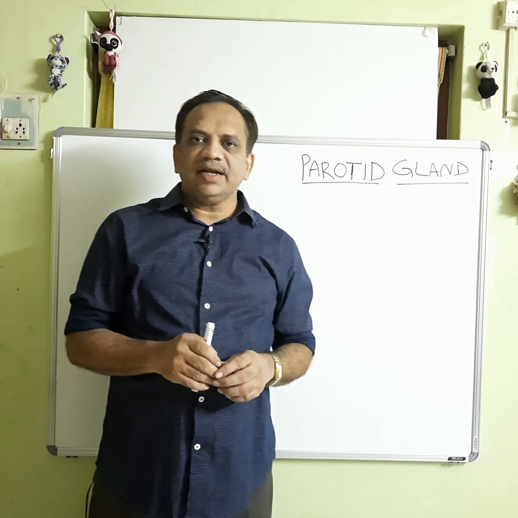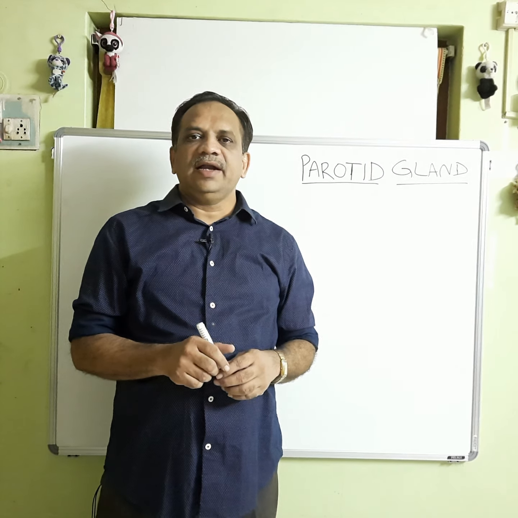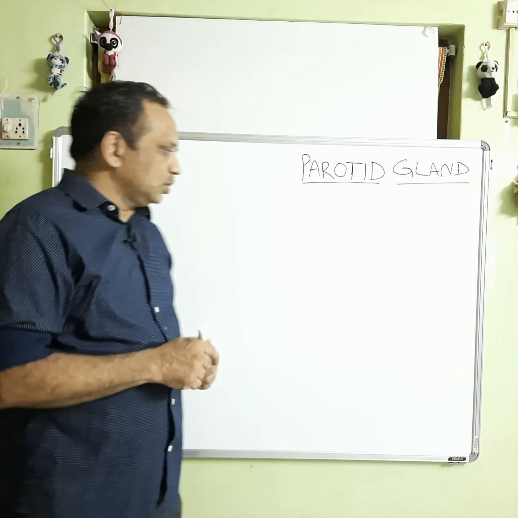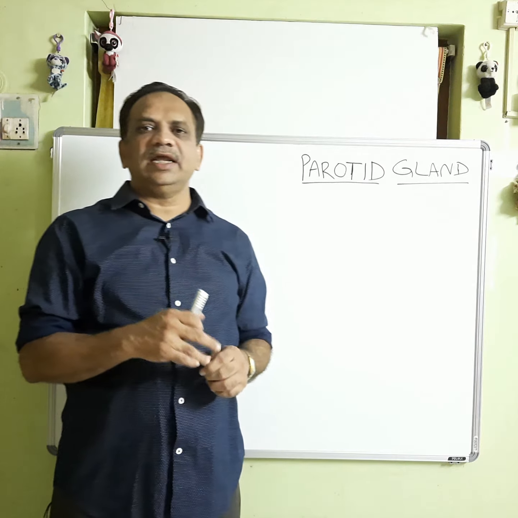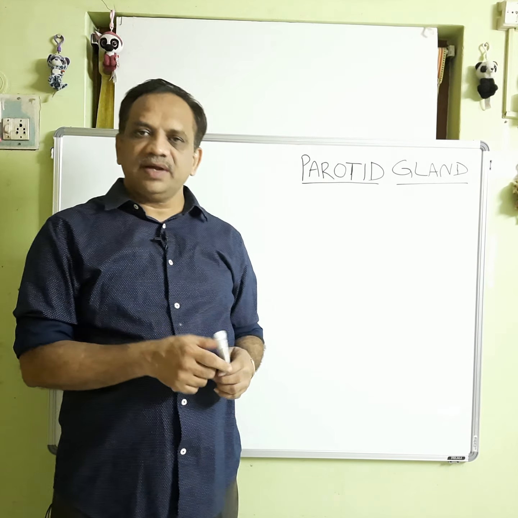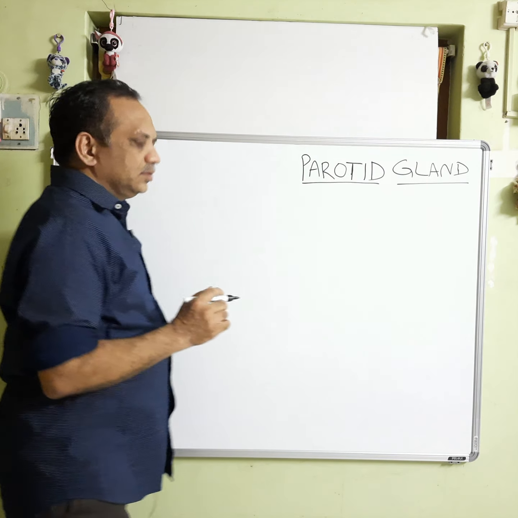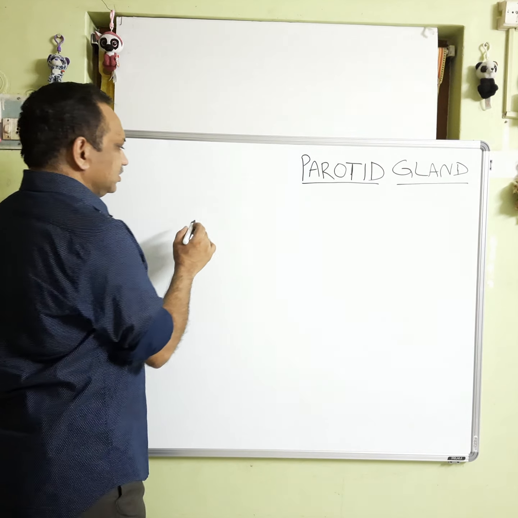The parotid gland is inverted pyramidal in shape and it is located in the parotid bed. So, how is it located? It presents three borders, one anterior border, one posterior border and one medial border. So, first of all we will see the parotid bed.